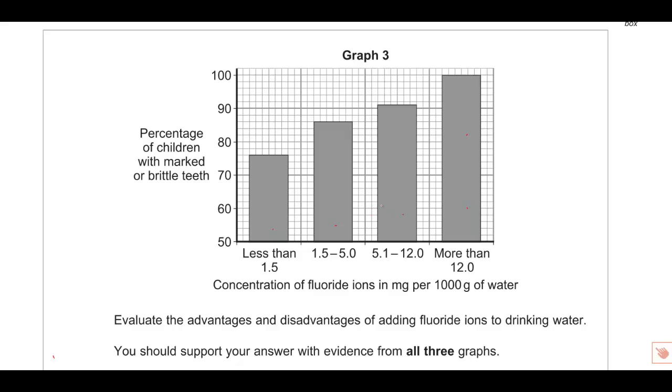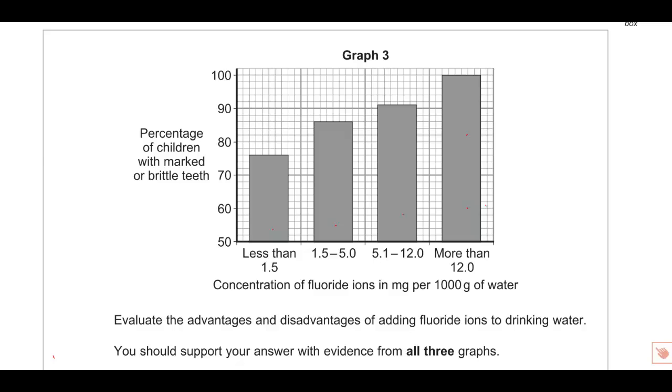Disadvantages now, you could say that the increase in use of fluoride ions causes the children to get marked or brittle teeth, which is obviously a disadvantage. It's not a particularly useful thing. And then tying it together with a conclusion.